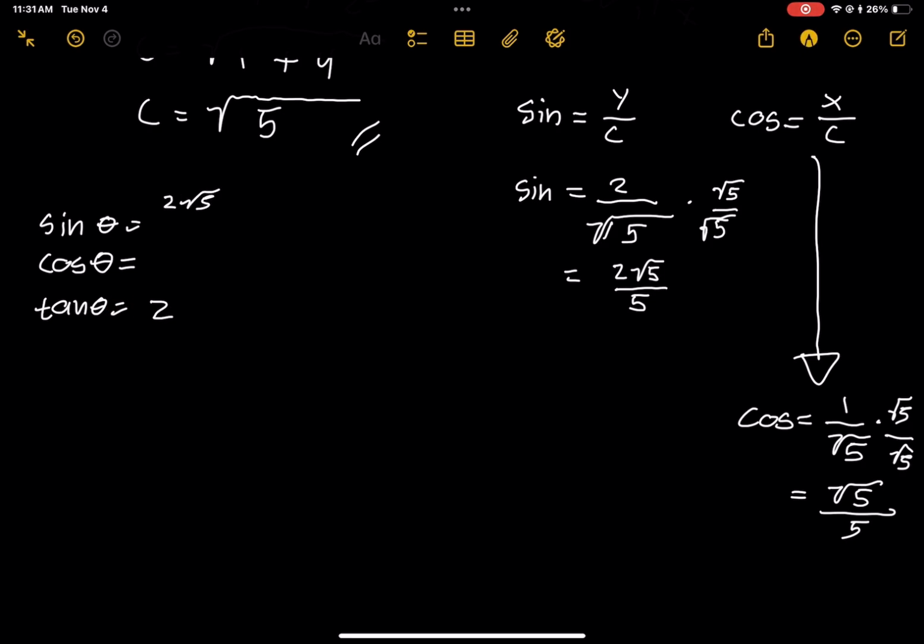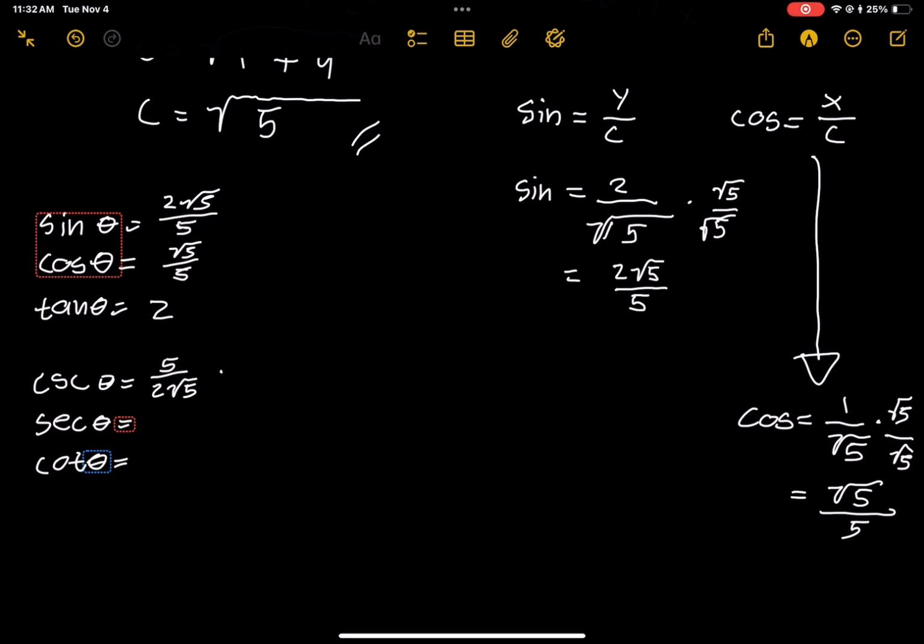Sine theta is equal to 2 square root of 5 over 5, and cosine theta is equal to square root of 5 over 5. Now, cosecant is the reciprocal value of sine theta. So, let us first write this. The cosecant theta is 5 over 2 square root of 5 from sine. The secant theta, we will first rationalize this.